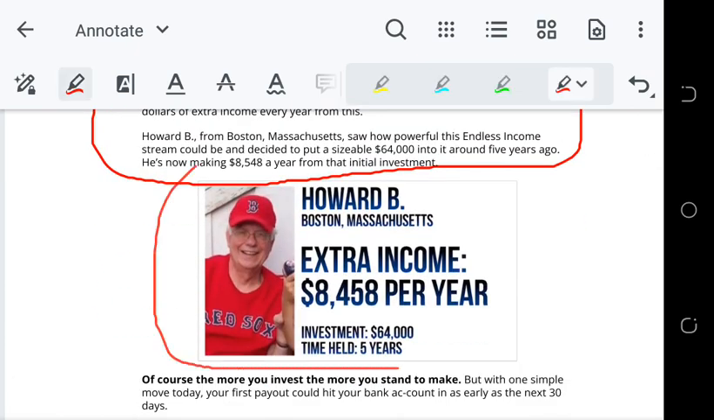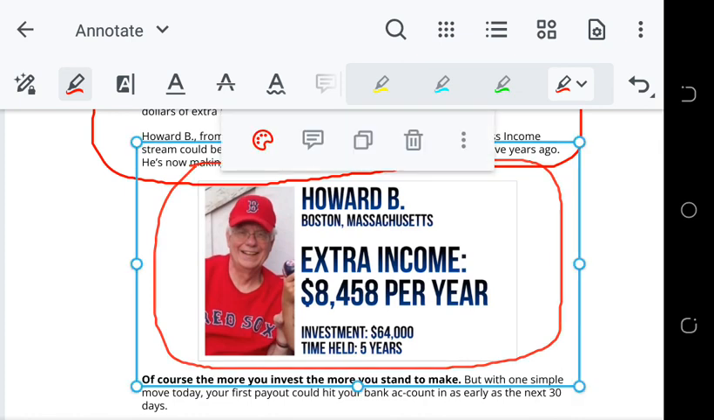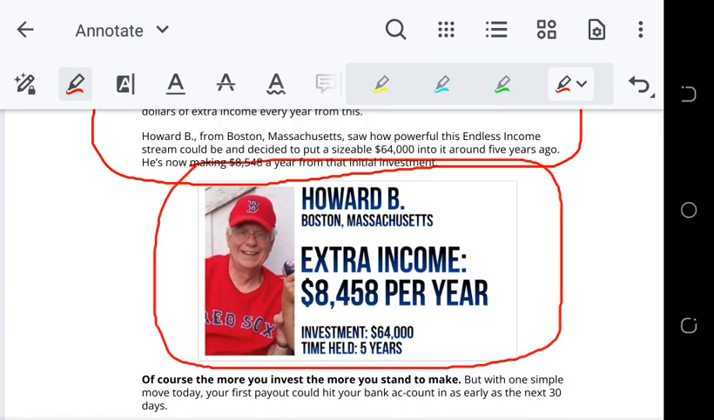The person's name, how much he made, and the time frame. And you can see the testimonials are very specific: the name of the person, the location, extra income, exact number, how much it was invested, how long the person held. When you are specific with a testimonial, using it as a proof element, it becomes more believable.